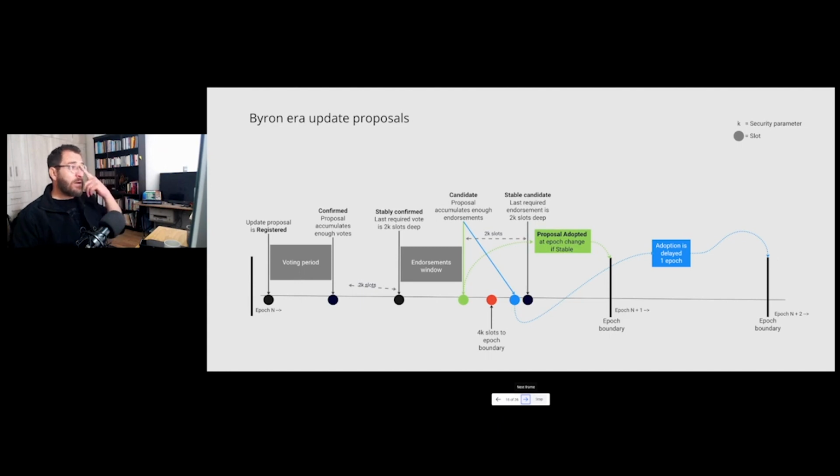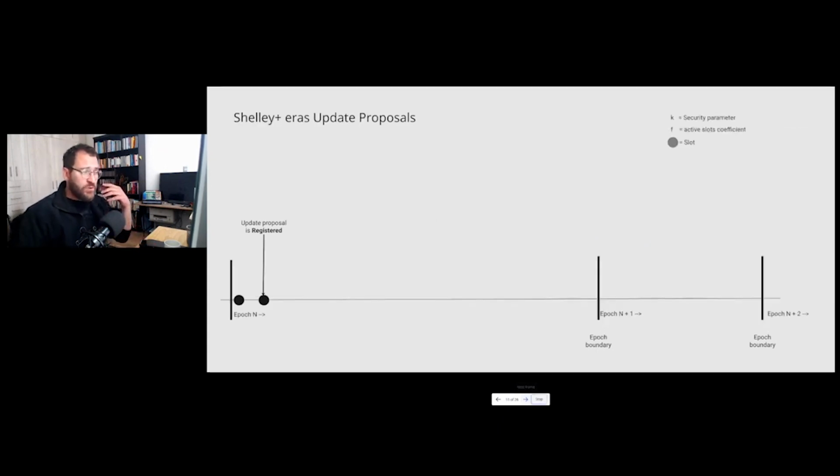And this is how Byron update proposals work. Let's go now to see how Shelley and later Era's update proposal works. So the mechanics is more or less the same with some tiny differences that actually are worth mentioning. So again, everything starts with a delegate key submitting an update proposal.